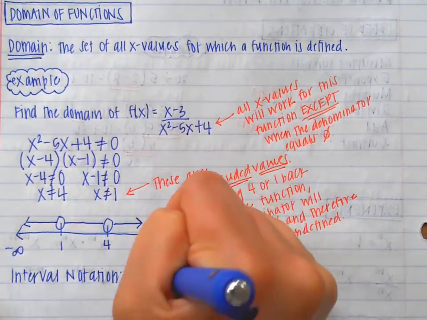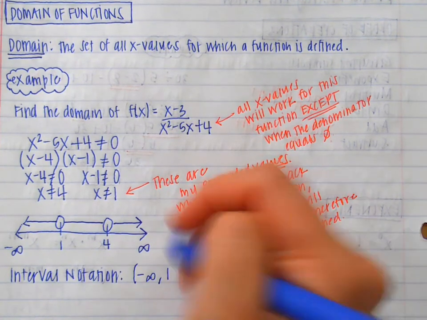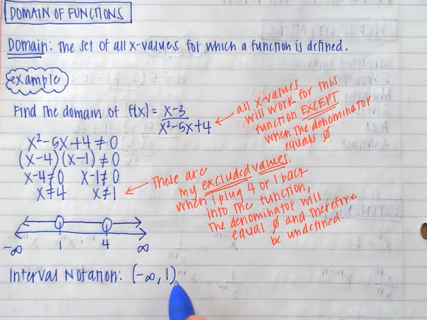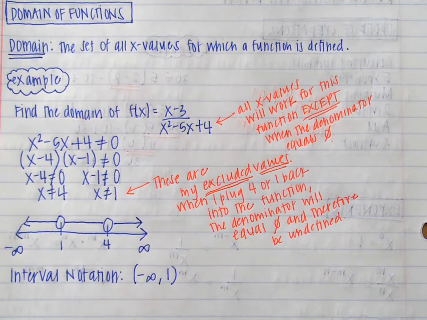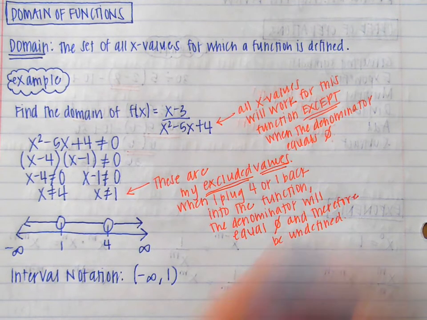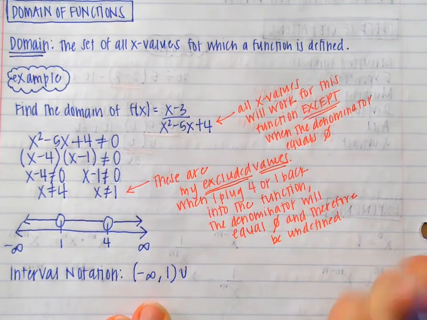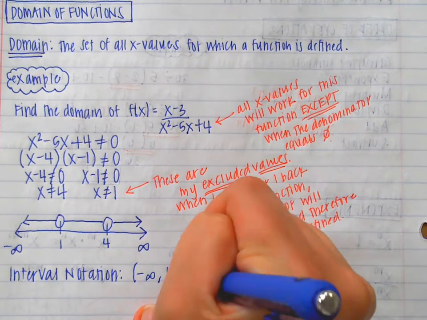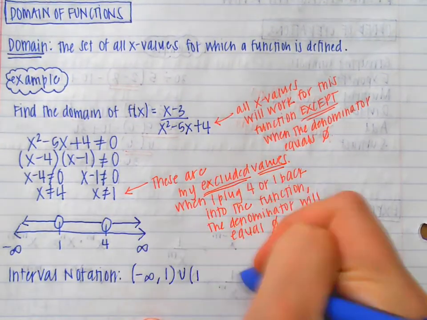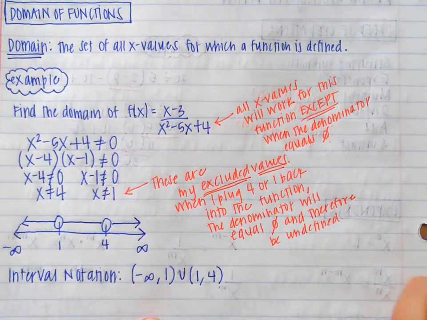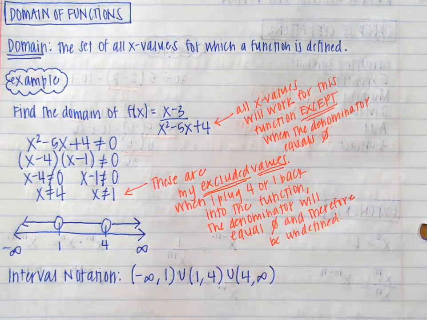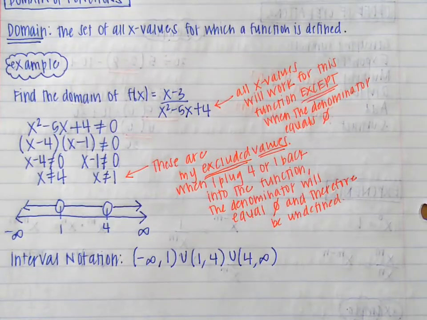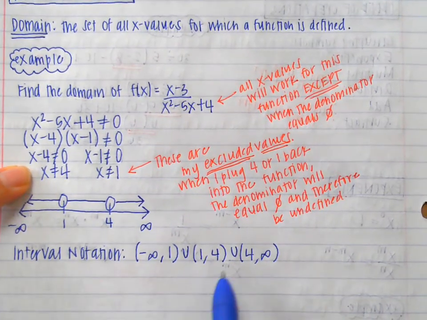to 1. Now it can't be equal to 1, so we put a parenthesis. That means it can't be equal, which is why we put a parenthesis for infinity also. You can't ever reach infinity, so that's why we put a parenthesis. Union, that just means we're continuing on. 1, still a parenthesis, to 4, union, 4 to infinity.